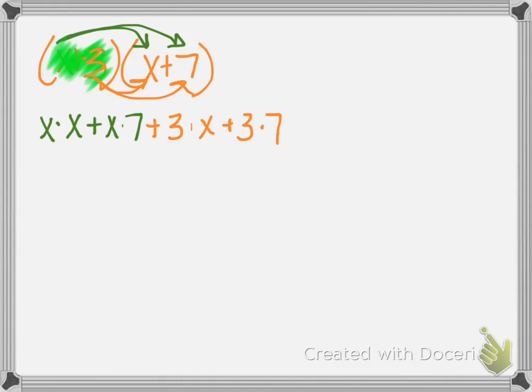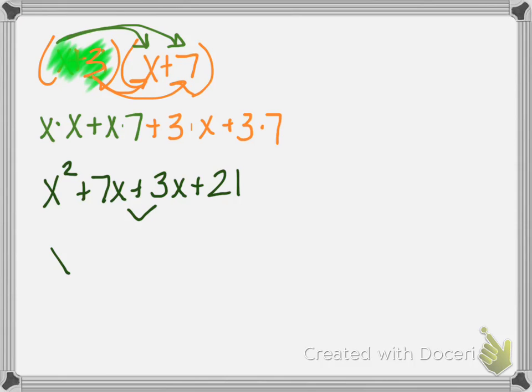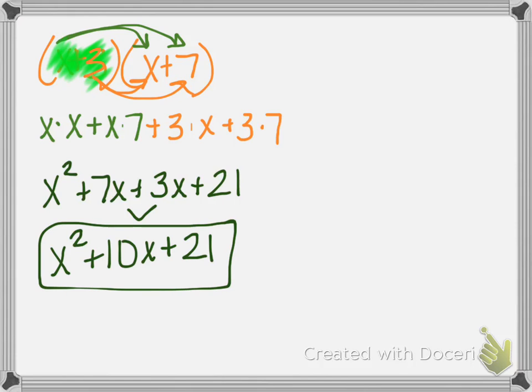And then go through and multiply. x times x is x squared, x times 7, 7x, 3 times x, 3x, 3 times 7, 21. Combine your like terms, and there we have the same solution we had using the area model. It's really just a matter of which way you like better, whatever you find easier for yourself.